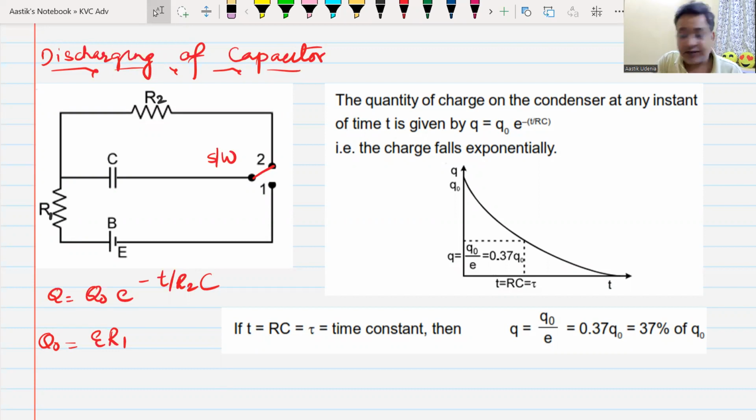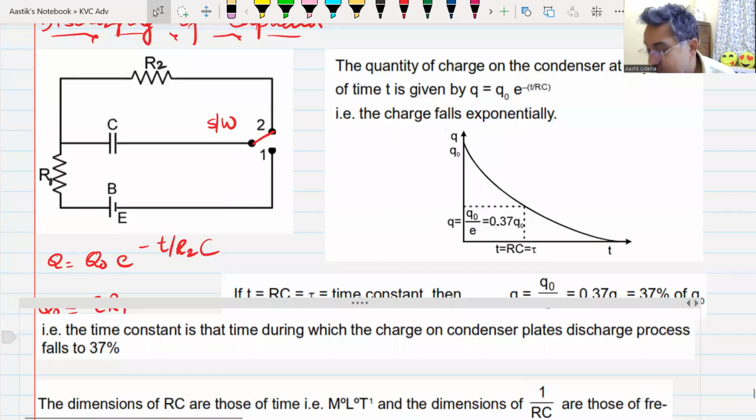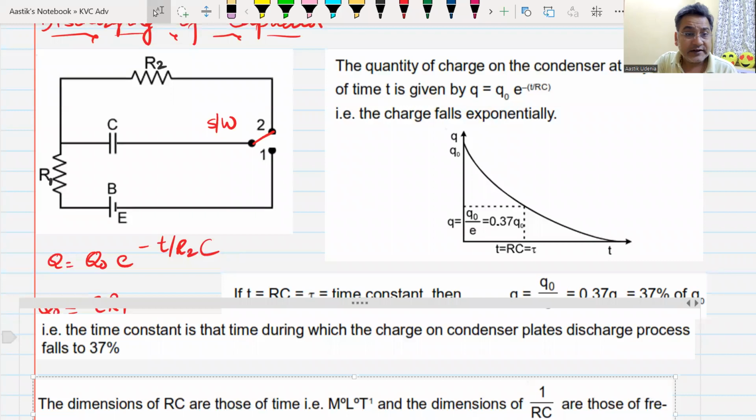Remember, the dimension formula of R into C is the dimension formula of time, and 1 by RC is the dimensional formula for frequency. This question has come many times in many attempts in many exams. Do we understand everything that I have written here?